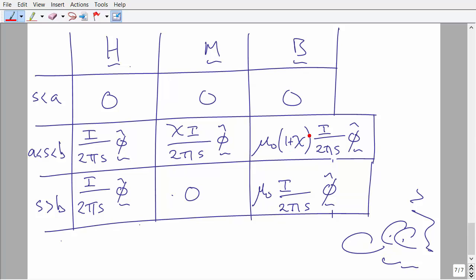And it's this non-zero M which contributes to the extra term here in B. This is the bound surface current term at the inner conductor. Outside the two, we get no contribution from bound surface currents, but that's because we have equal and opposite currents flowing down the inner and the outer conductor.